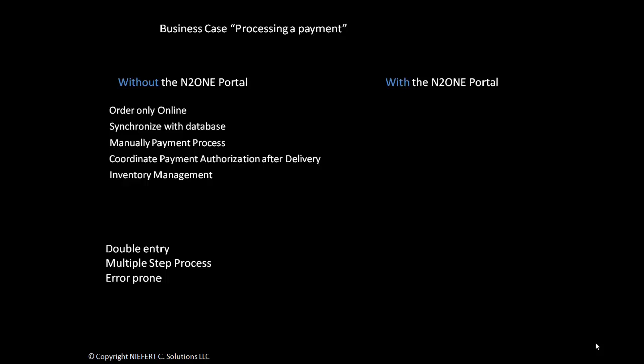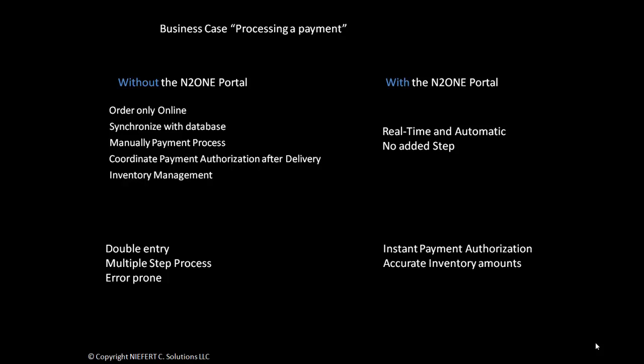Now if you have the N21 Portal, it becomes real-time and automatic. There is no additional steps. Once your customers do an online order, it's sent directly into SAP and everything's processed within SAP, so that the moment when you do your delivery, the payment is automatically authorized. Therefore, it becomes an instant payment authorization system, and your inventory levels are very accurate. So with that, let me demonstrate to you the payment process within SAP.